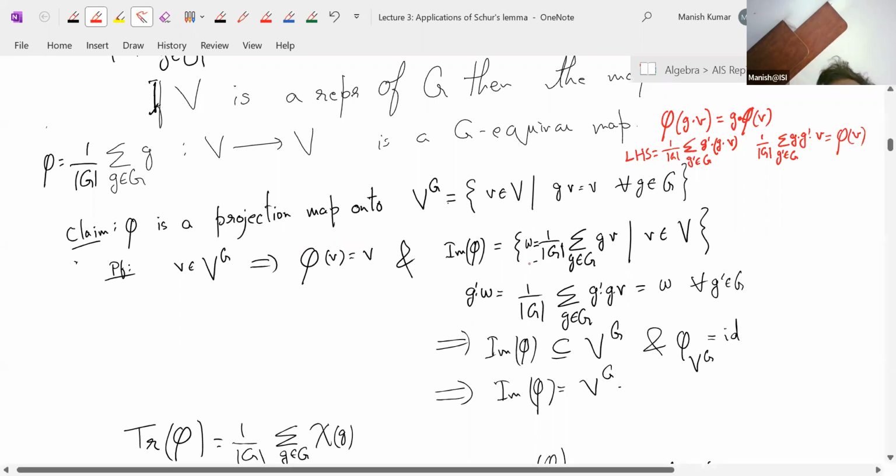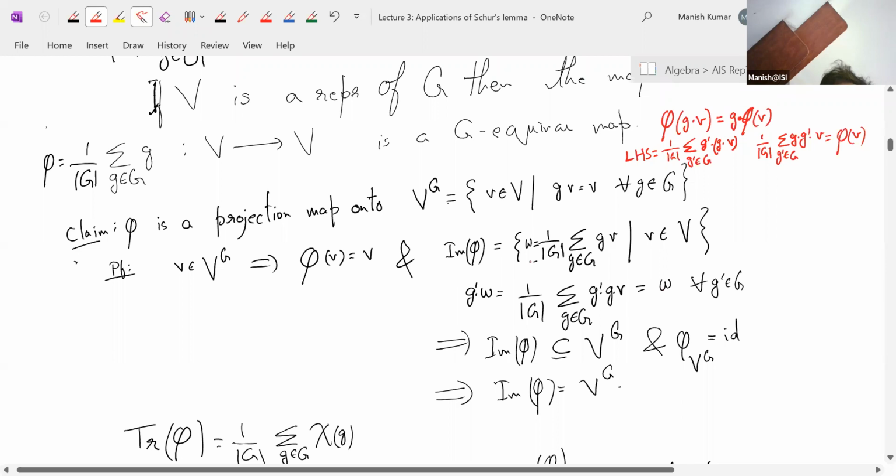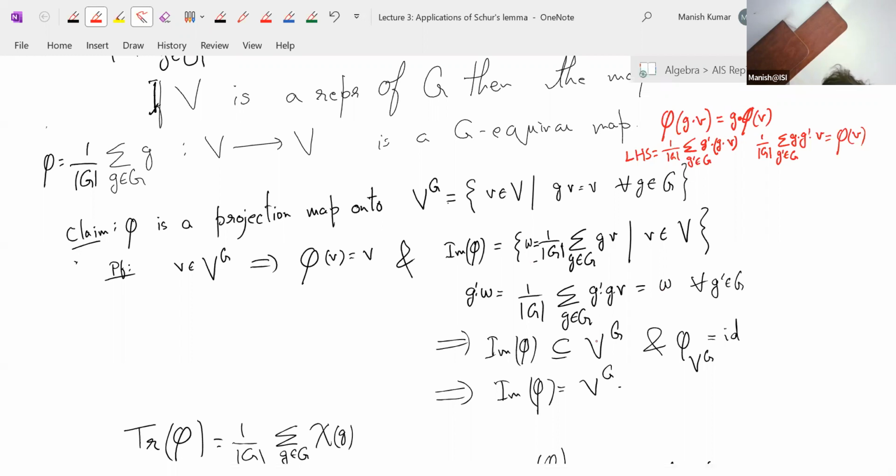So you take anything in the image of phi. So W is of this form, 1 over G summation G V. If you apply G prime dot W, we just saw what we get is again this expression itself. So G prime dot W is in fact equal to W. So we see that the image of phi is contained in the set of invariants of G, and of course, on the set of invariants phi is the identity, so the set of invariants is contained in the image. That proves that phi is indeed a projection map.